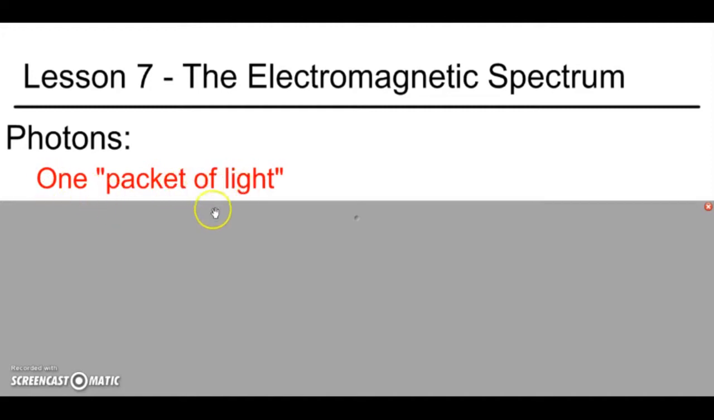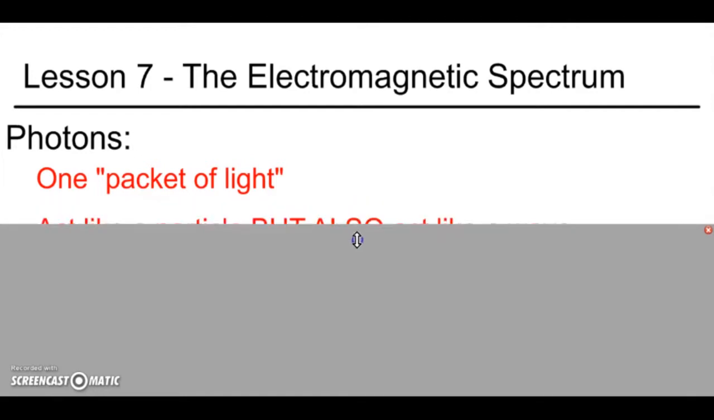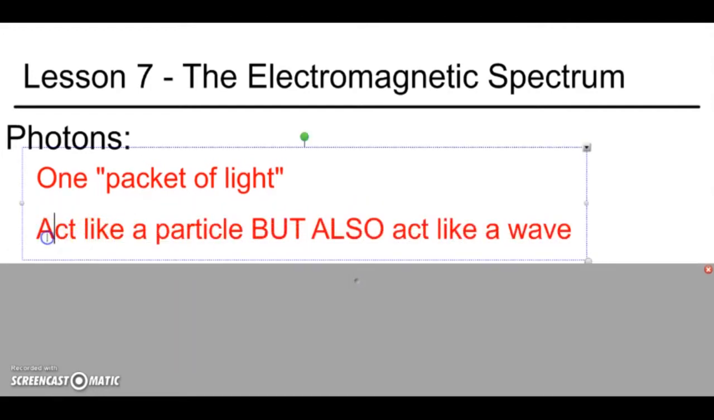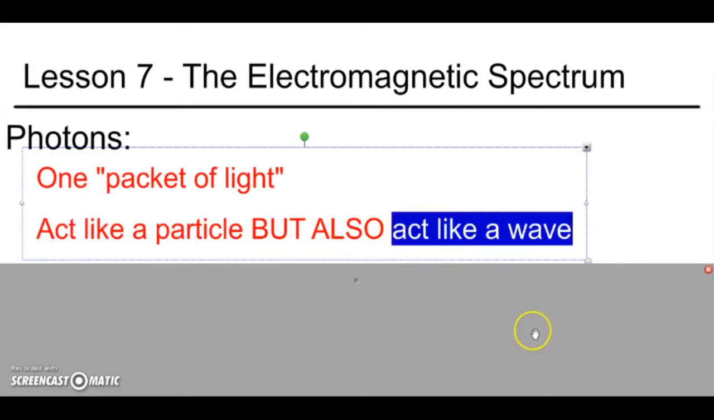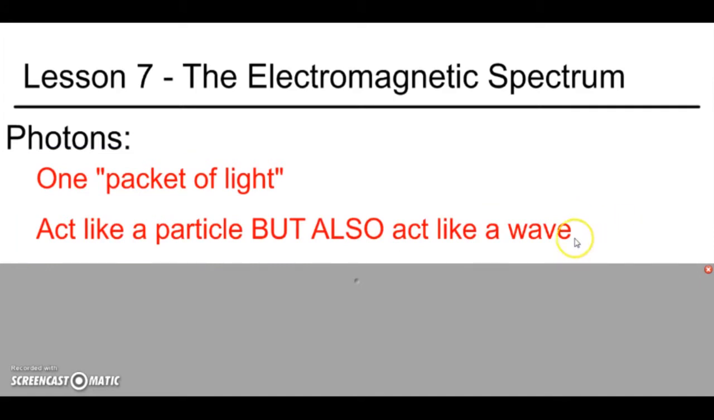What's interesting about photons is that they act like little particles, just like in an atom, just like a speck. You get a bunch of them together, they're like 100 pieces of sand, but they also act like waves. So they act like a particle, but they also act like a wave. It's an interesting little fact that they can cancel each other out like a wave can, they can add to each other like a wave can, but they're also just like particles.